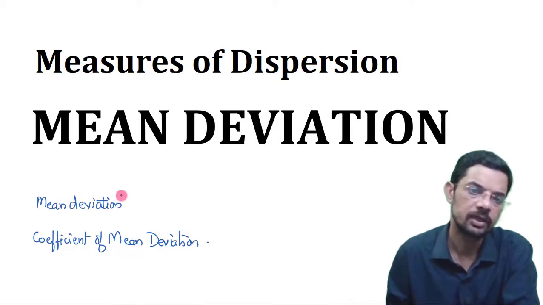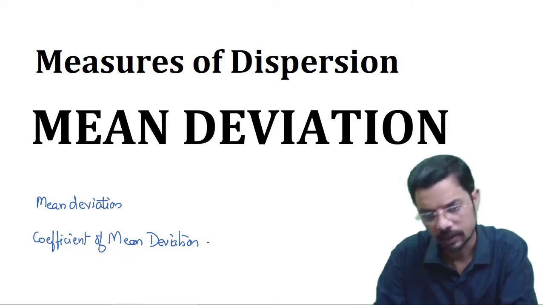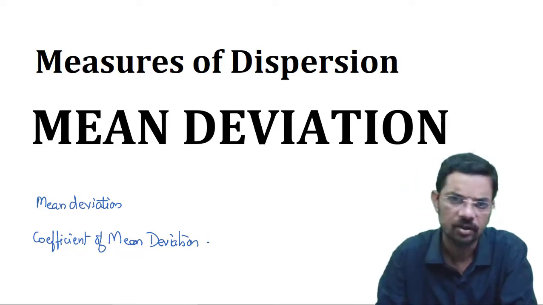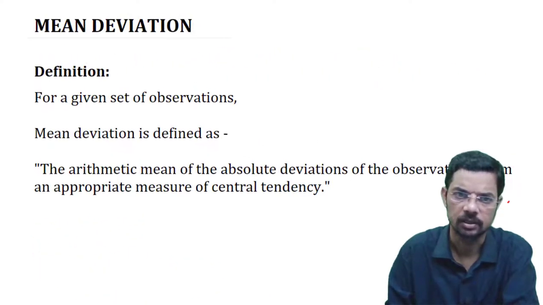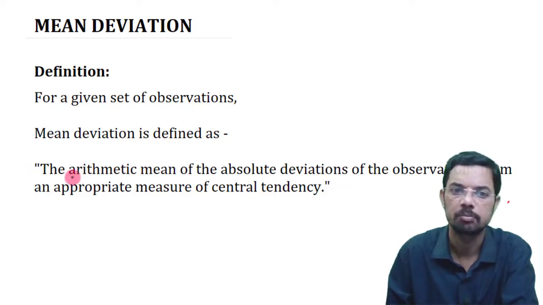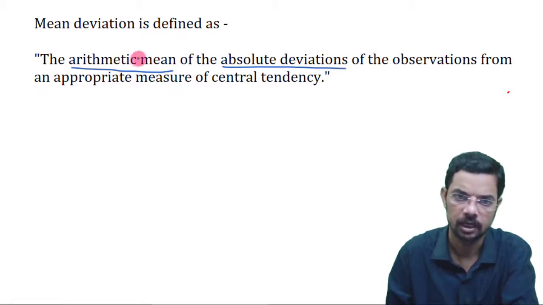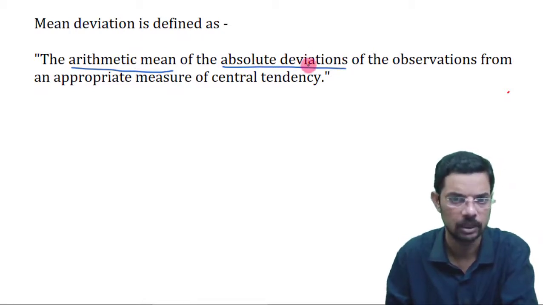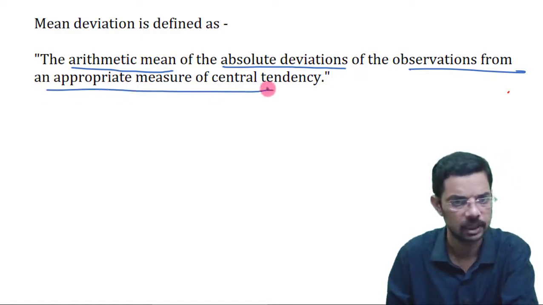The mean deviation is generally calculated about a particular measure of central tendency. It could be either the mean or the median. So, what is mean deviation? Mean deviation for a given set of observations is defined as the arithmetic mean of the absolute deviations of the observations from an appropriate measure of central tendency.